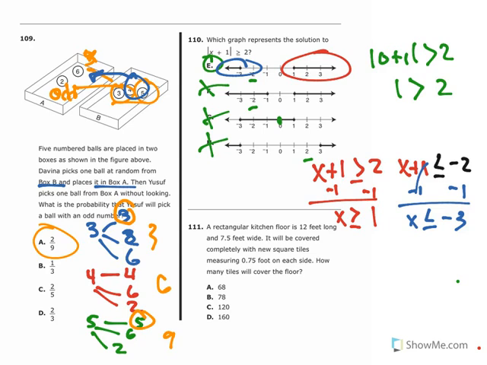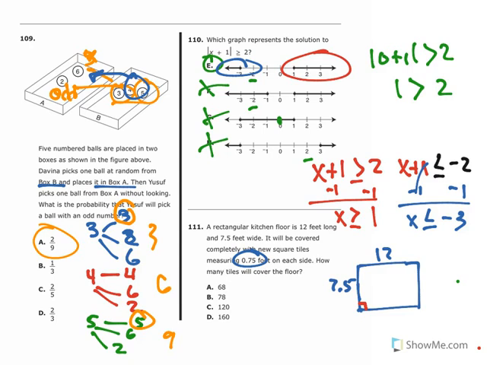Okay, 111. This is really just an area question, right? So I have a 12 by 7.5 foot room, right? And I have tiles that are this much on a side. So really I want to take the area. So one way to do it is like, okay, that's one of my tiles. I can figure out how many vertical tiles and how many horizontal tiles and multiply. But really what we want to do is take the area.